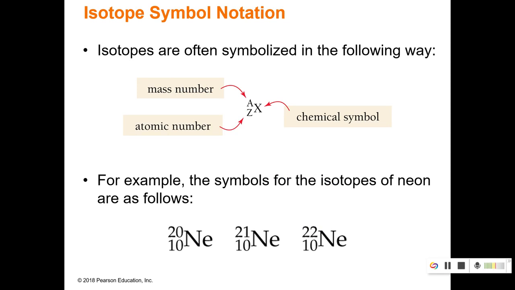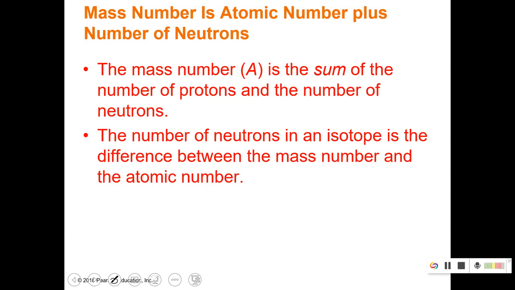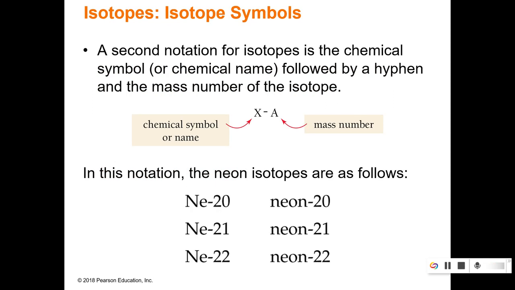So this is called isotope symbol notation. It is very important. We will use it, and it's common, and you need to know them. Okay? So remember the atomic number, those are the protons. The chemical symbol just comes from the periodic table, and then mass number is the number of protons plus neutrons. So the mass number is the sum of the protons and the neutrons, and the number of neutrons is the difference between mass number and atomic number.